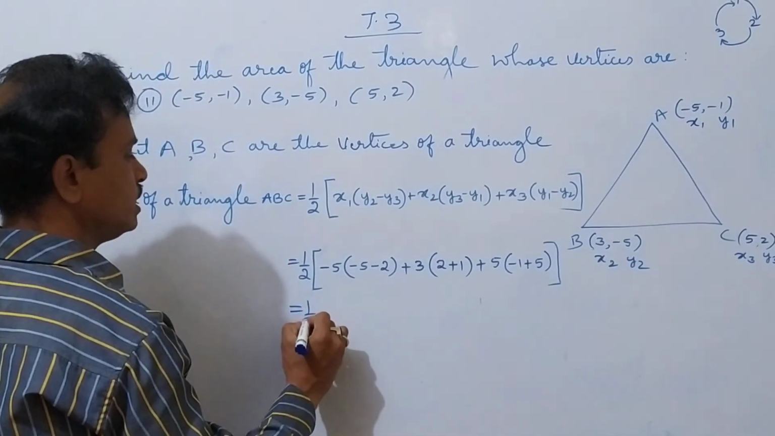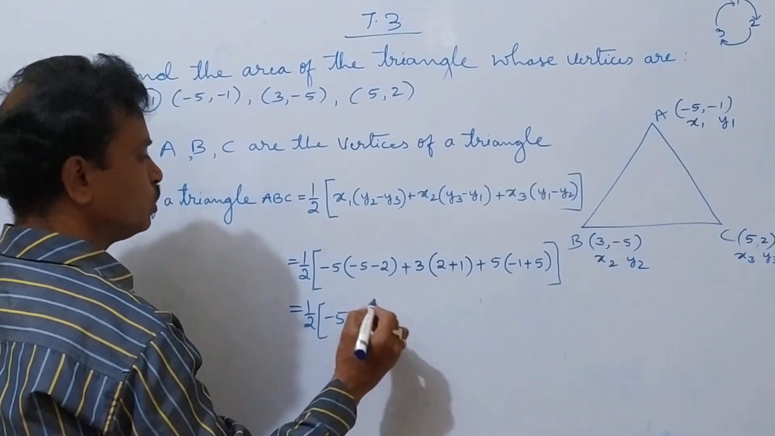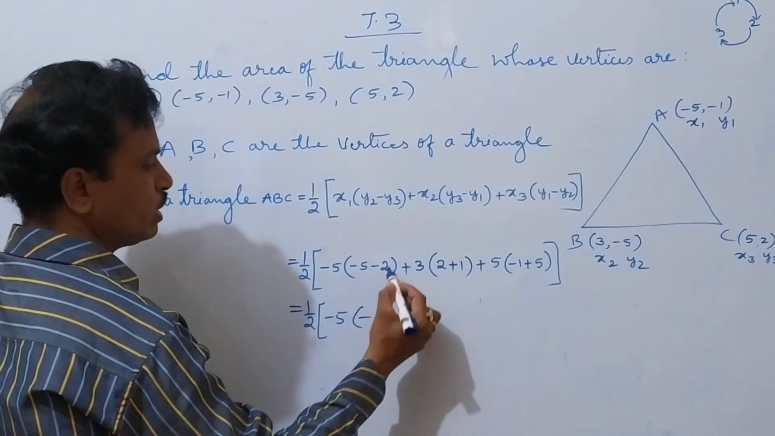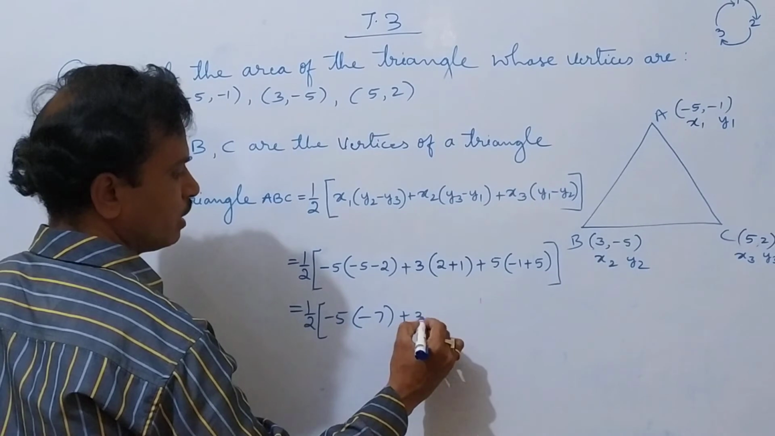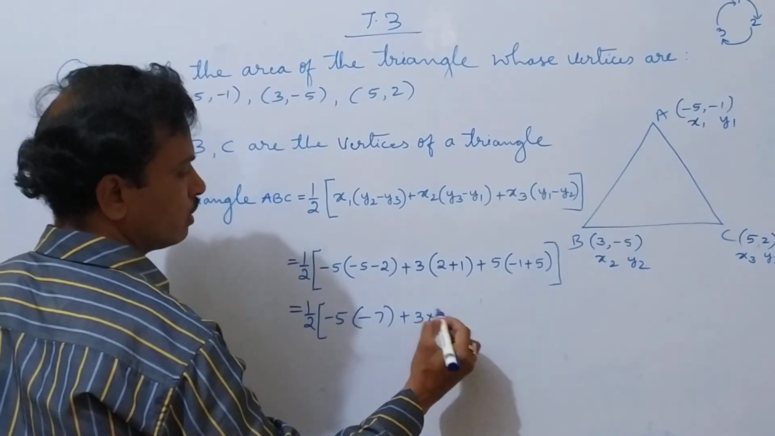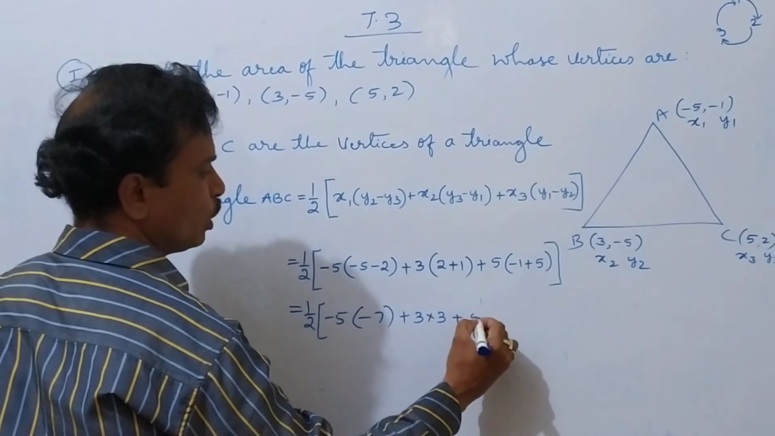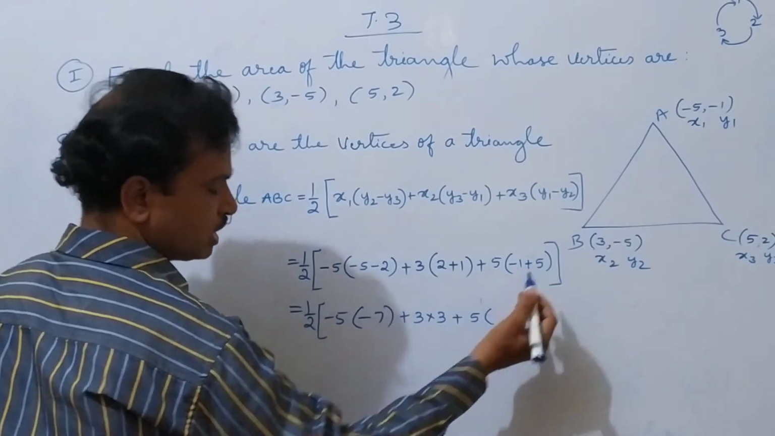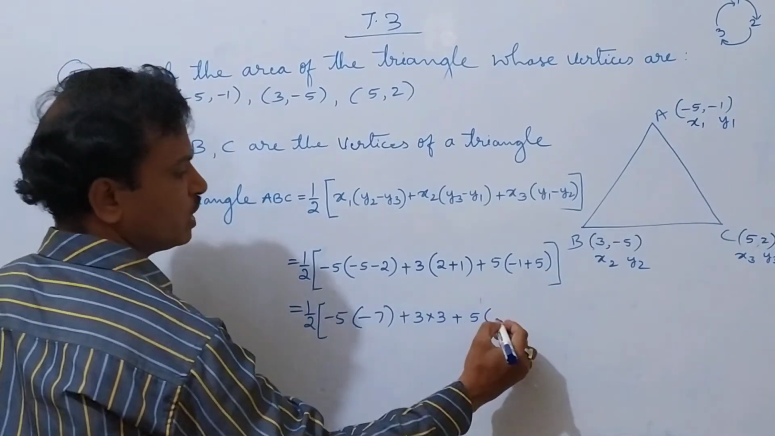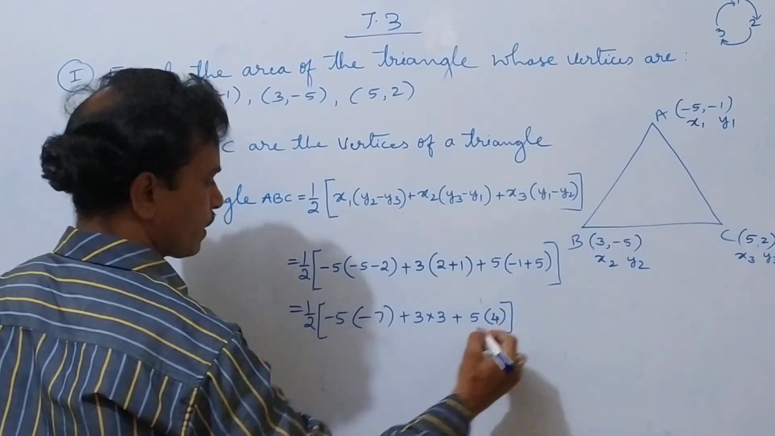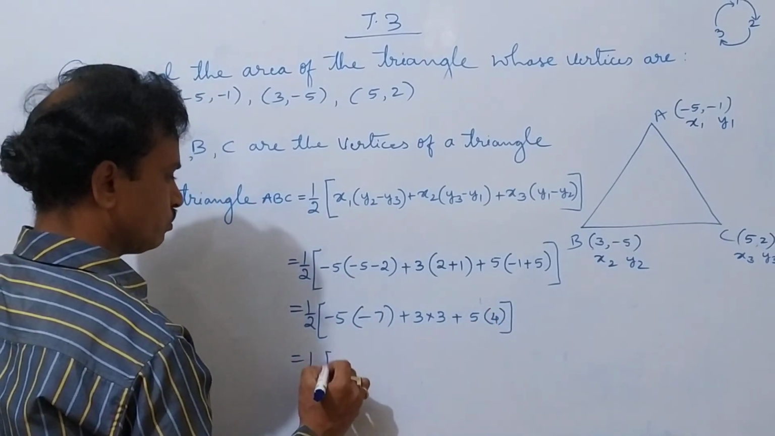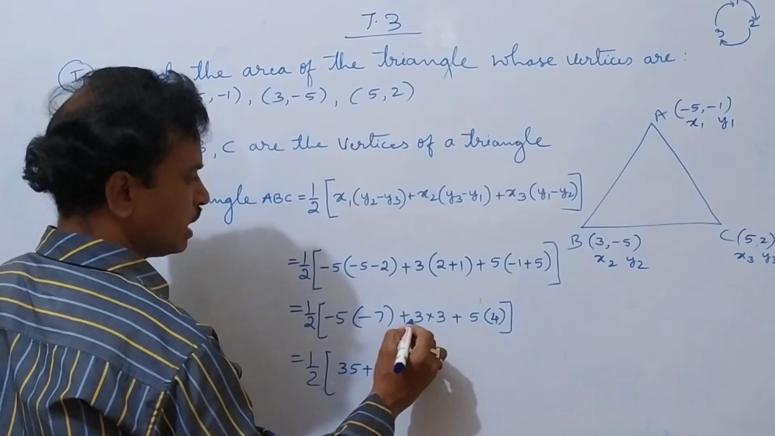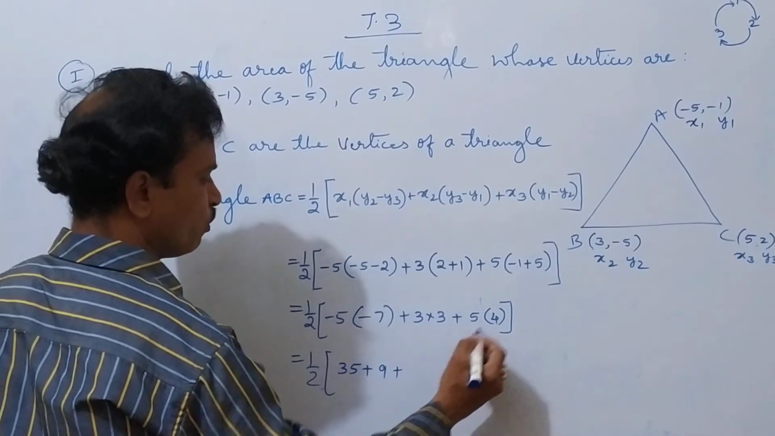Then 1 by 2 as it is, minus 5 also as it is. Now here both are negative, keep the minus sign and add: minus sign, 5 plus 2 is 7. Then plus 3 into (2 plus 1), which is 3. Then plus 5 into (minus 1 plus 5), that means you subtract: 5 minus 1 is 4, so into 4. So 1 by 2, minus into minus plus, 5 7s are 35, plus 3 3s are 9, plus 5 4s are 20.